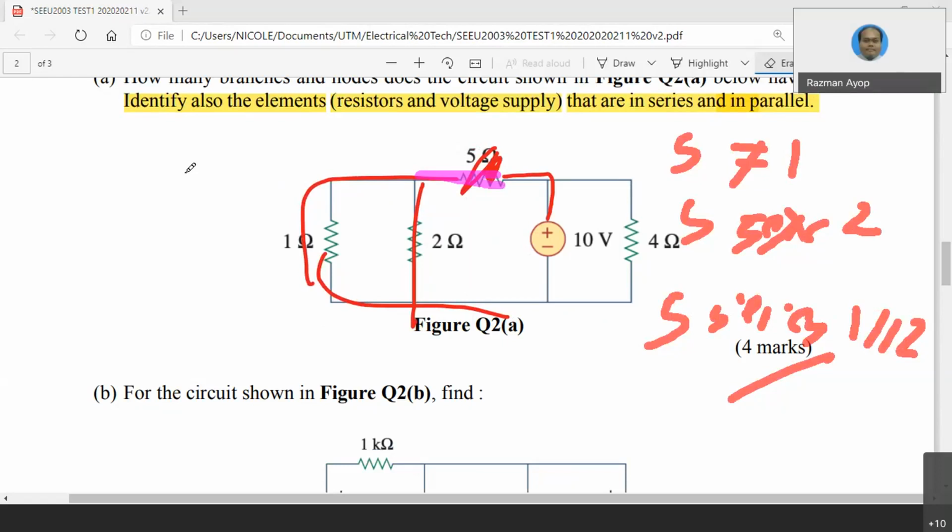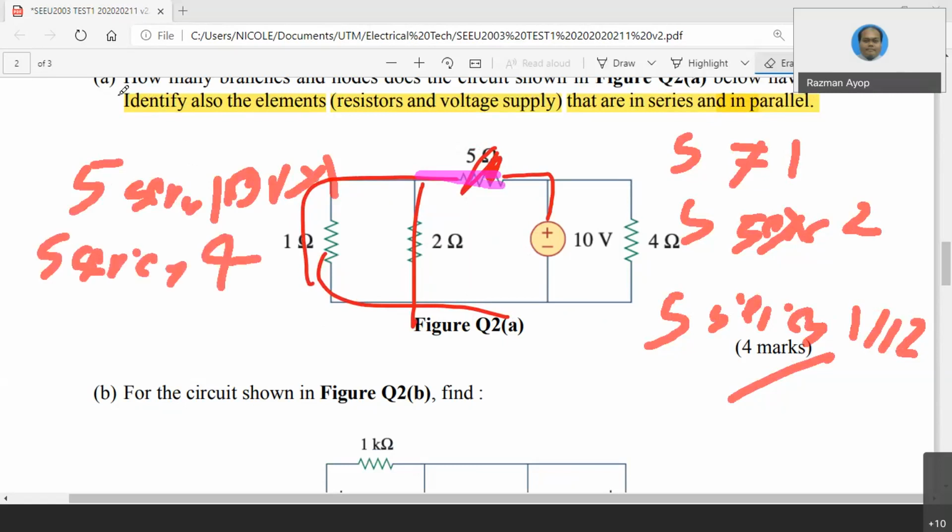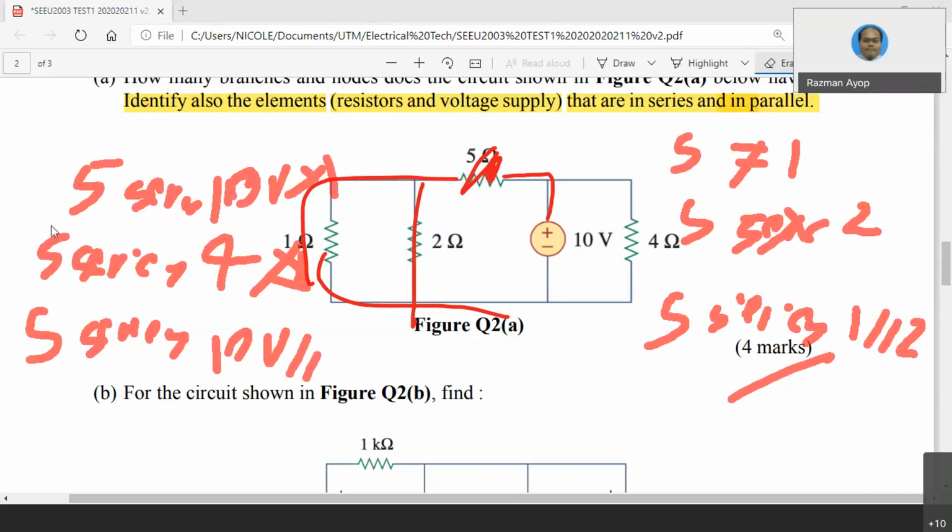For this one also the same. If you said that 5 is in series with 10 ohm, that is not correct, because it is not in series. Same as 5 in series with 4 ohm, also not in series. But if you say that 5 is in series with 10 ohm parallel with 4 ohm, this one is correct. Can you see the meaning of series and parallel?